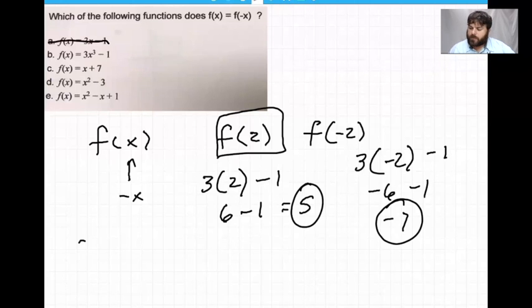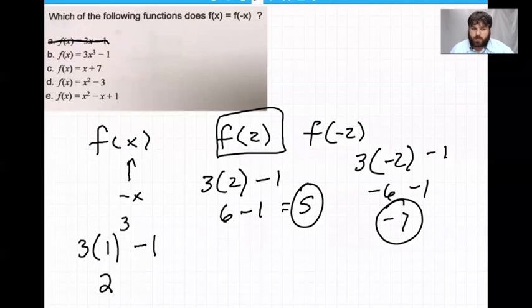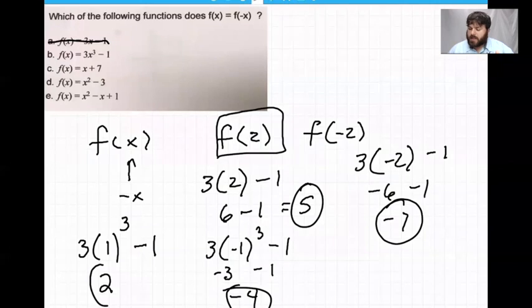Let's try B. 3 times, let's pick a 1 here because a 1's actually easier to use. 3 times 1 to the third minus 1. So 1 to the third is 1. 1 times 3 is 3. 3 minus 1 is 2. Let's plug in a negative 1 and see what we get. Negative 1 to the third is negative 1 because it's an odd power. Times 3 is negative 3, and negative 3 minus 1 is negative 4. So you can see that we don't get the same thing.